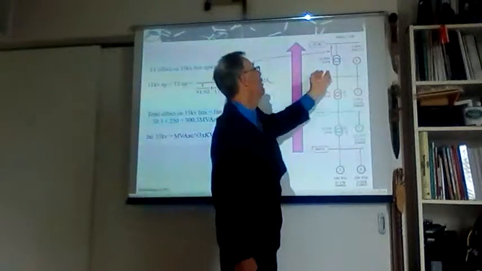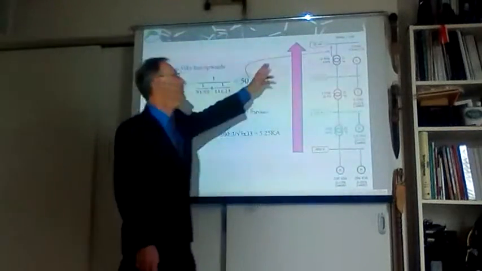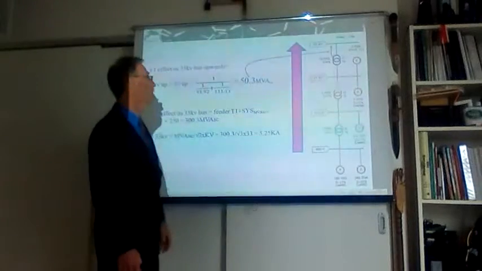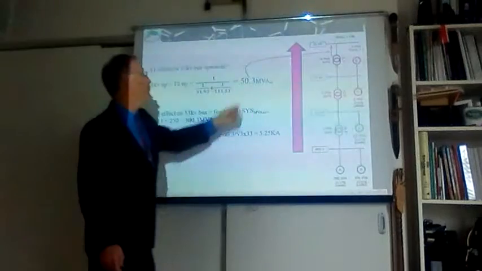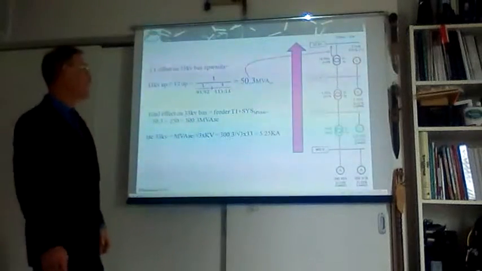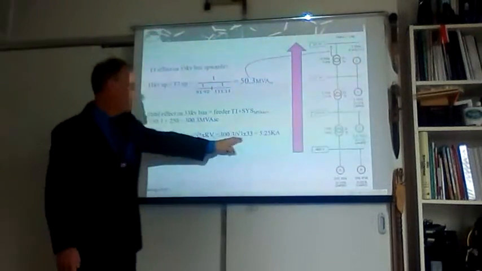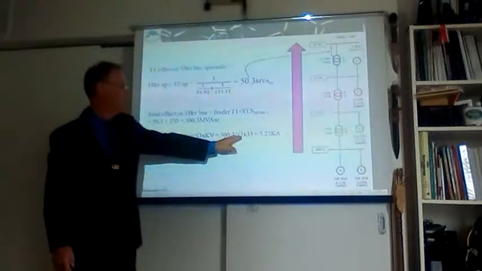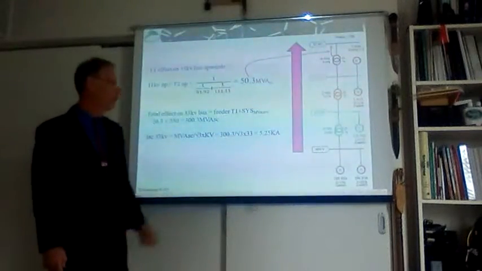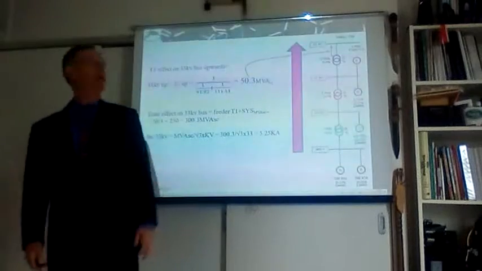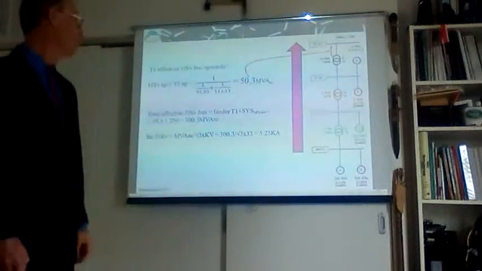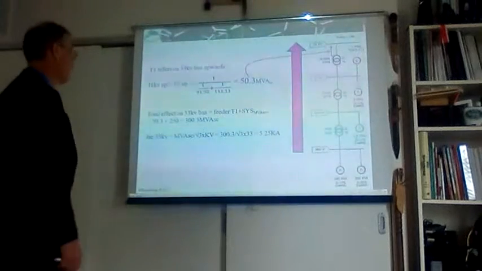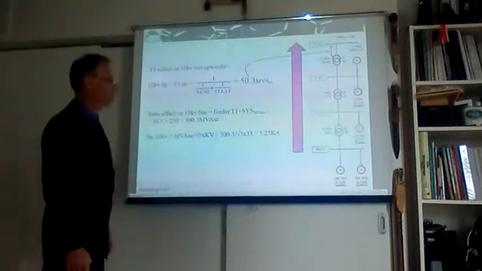Together with the size of the transformer, the shock going into the 33 kV will be, together with the size of the transformer, 50 MVA. Divided by the 33 kV and the square root of 3 will give us about 5.125 kiloamps during a short circuit.